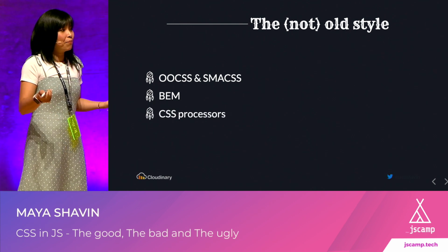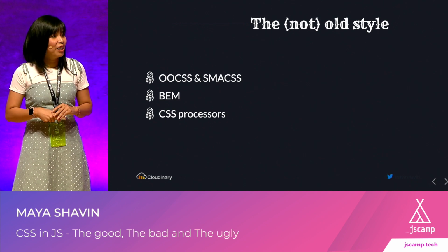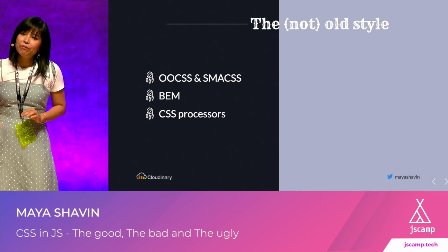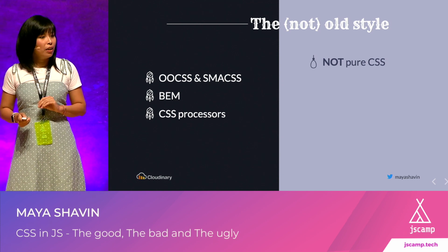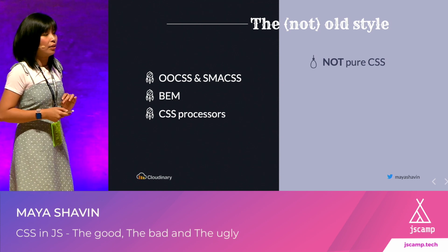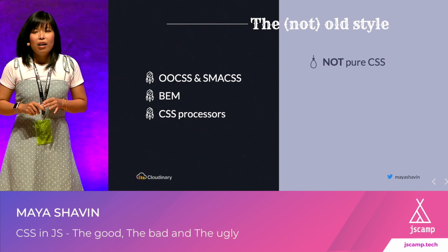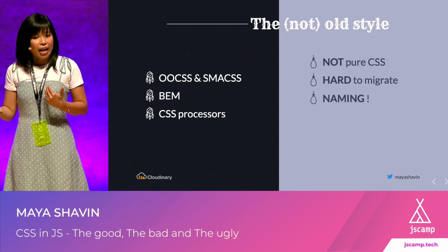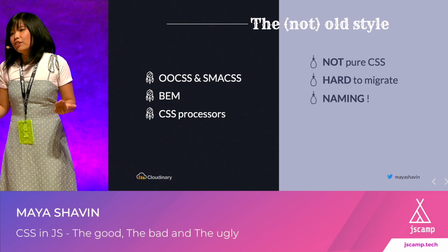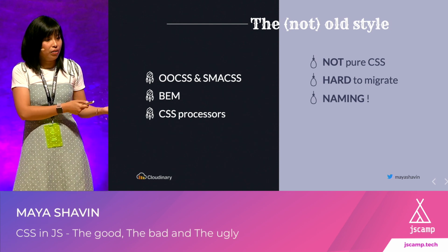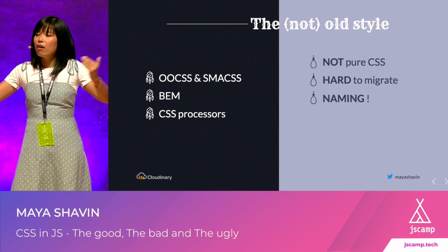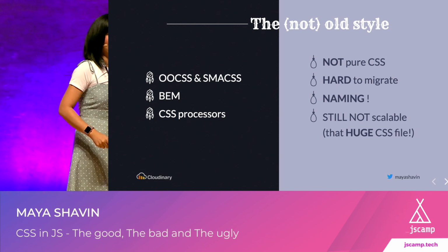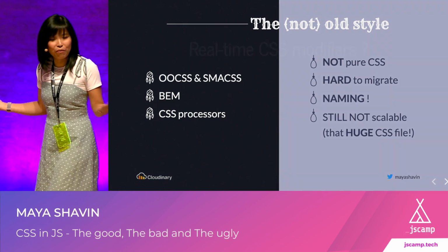Or using a CSS preprocessor, which I believe 90% of you here are using, like Sass, Less, Stylus. But they have their own problems too; it doesn't solve the whole problem. For example, if you're using a CSS preprocessor like Sass, it's not pure CSS, so it's hard to migrate from one to another. And naming is still a problem, because you still need to name your container, you still need to name your element, and it can end up with a very long class name. And of course, the CSS file is still there. It's still big. There's no way to avoid it.